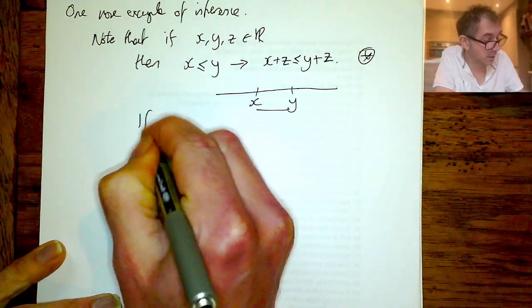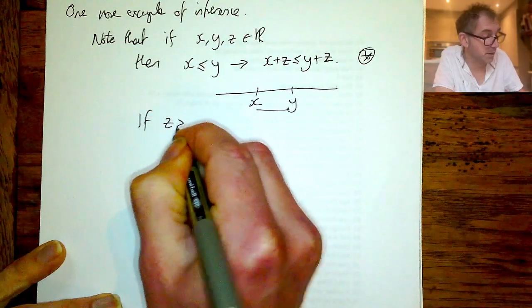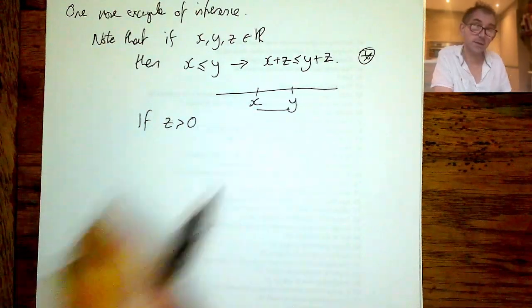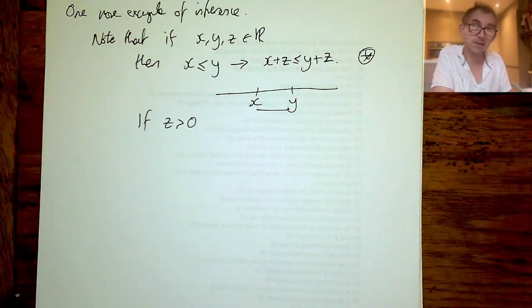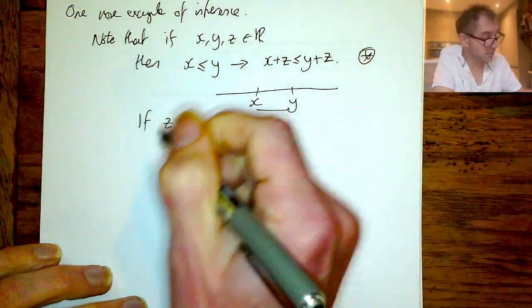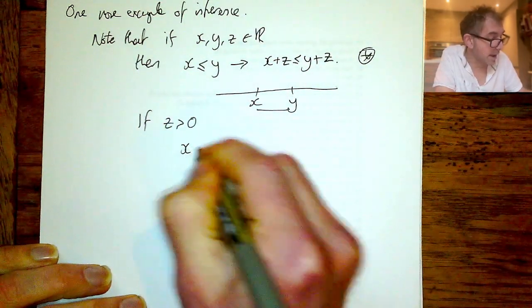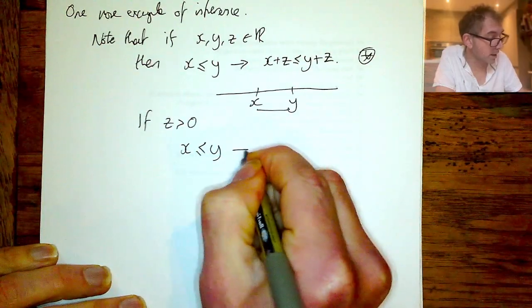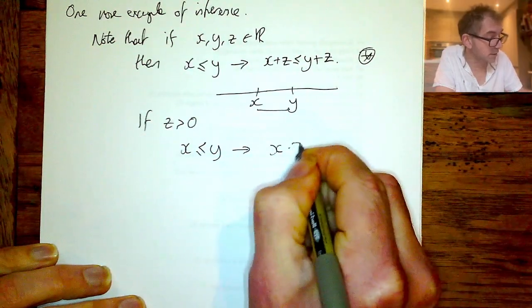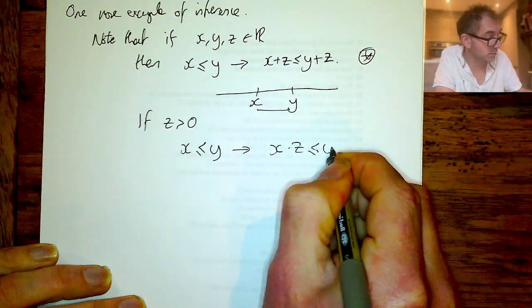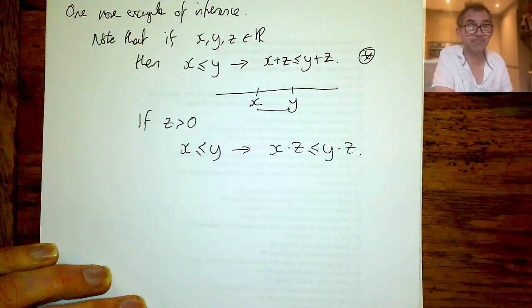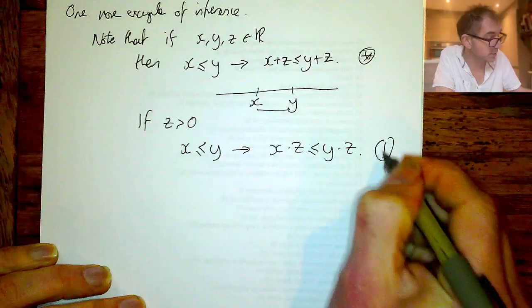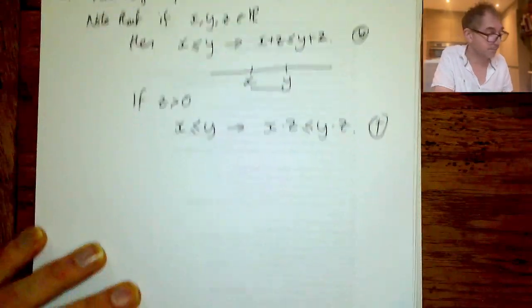And if z is bigger than 0, then multiplying by z is going to stretch things out. So x less than or equal to y implies x times z is less than or equal to y times z. And that's going to be another property I can call dagger.